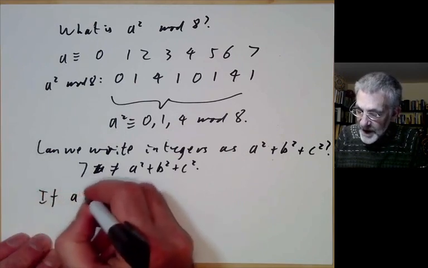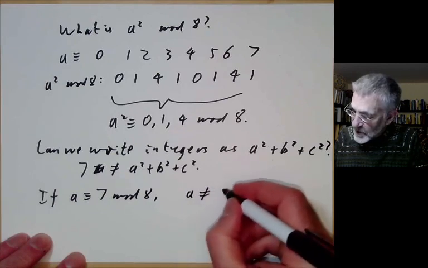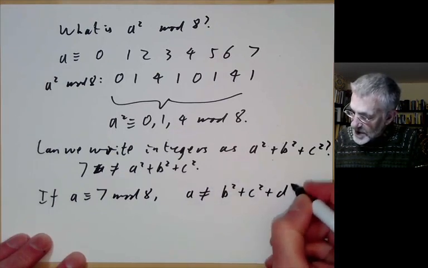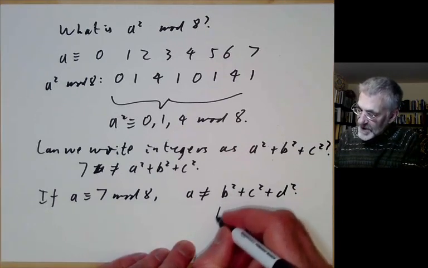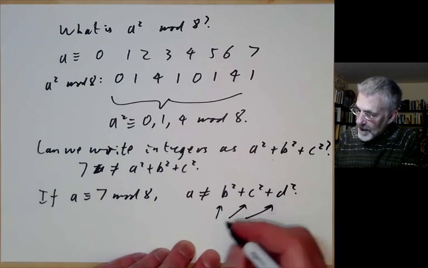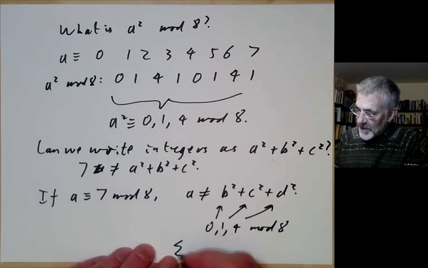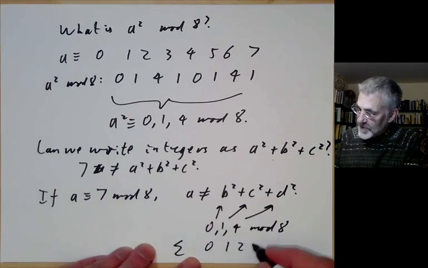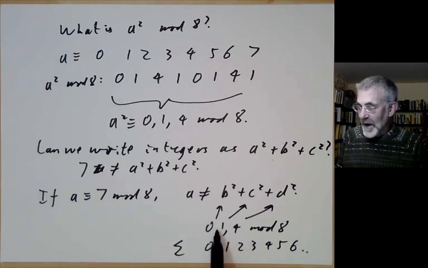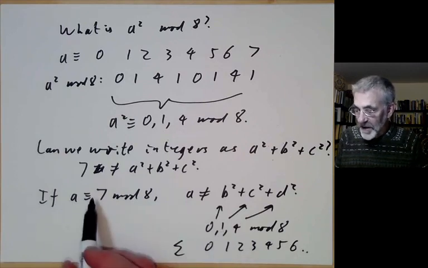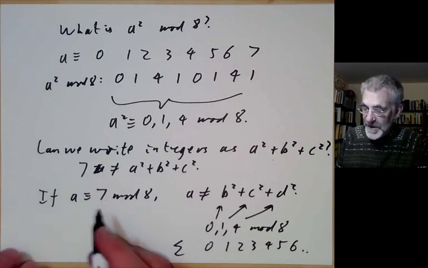So if a is congruent to 7 modulo 8, then we can say a is not equal to b squared plus c squared plus d squared. And we can see this as follows, because each of these numbers here is 0, 1, or 4 modulo 8. So the sum of all three of them must be 0, 1, 2, 3, 4, 5, or 6 modulo 8, because these are the only numbers modulo 8 you can get by adding up three of these. In particular, 7 never appears. So no number that is 7 modulo 8 is a sum of three squares.